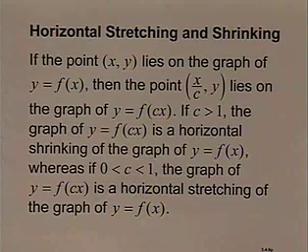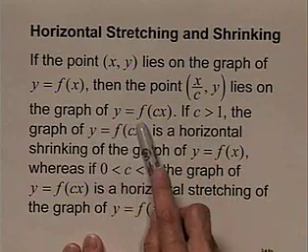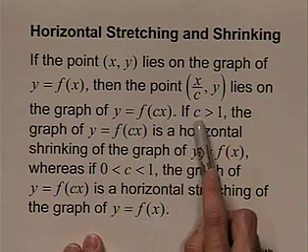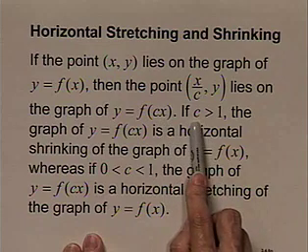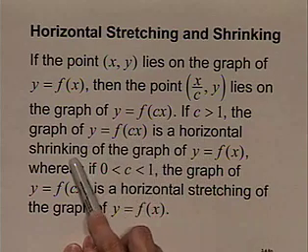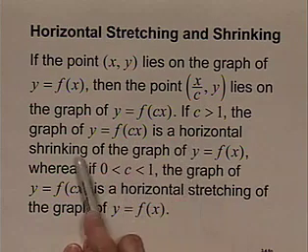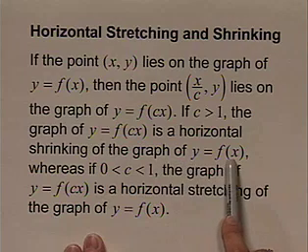Well, let's continue and talk about horizontal stretching and shrinking. If the point x, y lies on the graph of y equal f of x, then the point x over c, y lies on the graph of y equal f of cx. Now if c, the constant, is greater than 1, the graph of y equal f of cx is a horizontal shrinking. Horizontal is left to right. Notice that if c is bigger than 1, think of numbers like 2, 3, 4, 5, then that's a horizontal shrink of the graph of f of x.